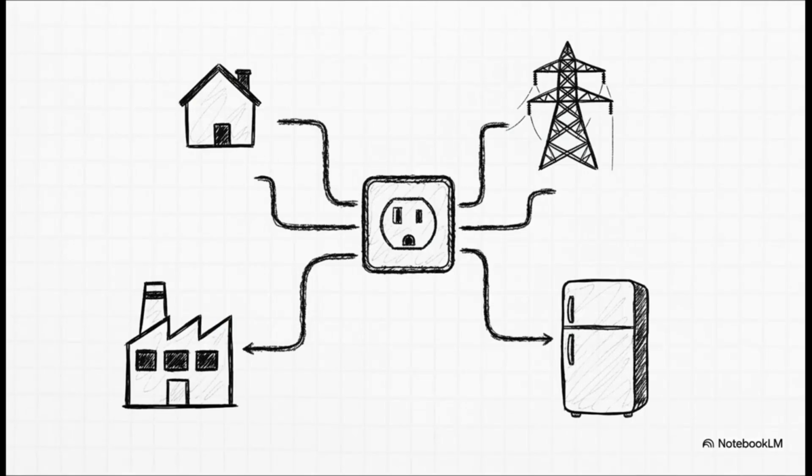So where do you find AC in the wild? Everywhere. It's the workhorse of our power grid. It's what's coming out of the outlets in your wall right now. It's powering our homes, our cities, giant factories, and all those heavy-duty appliances like your fridge and your AC.